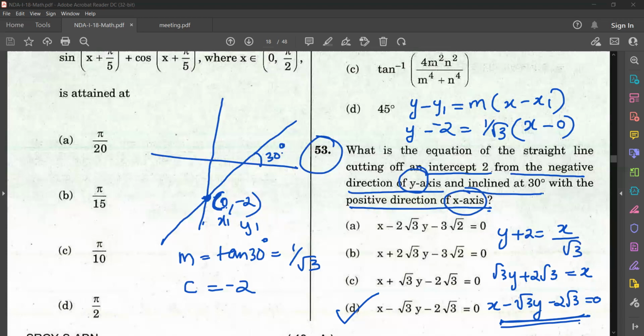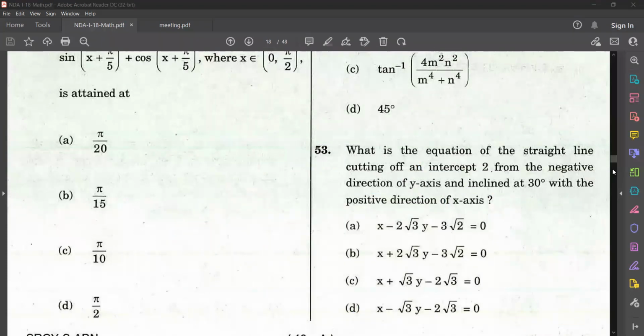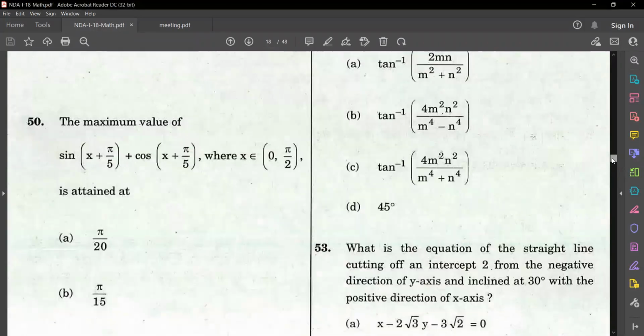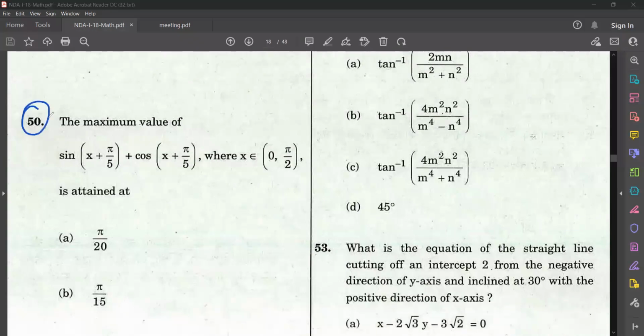Going to the next question. See the question number 50. The maximum value of sin(x + π/5) / 5 plus cos(x + π/5) / 5, where x belongs to (0, π/2). You have to find the maximum value of this function, and it is attained at, not the value of the function, it is attained at what x, where x belongs to (0, π/2).